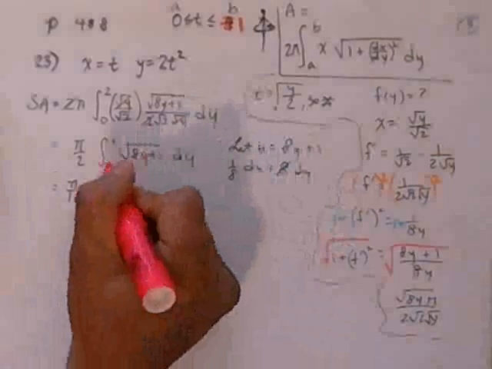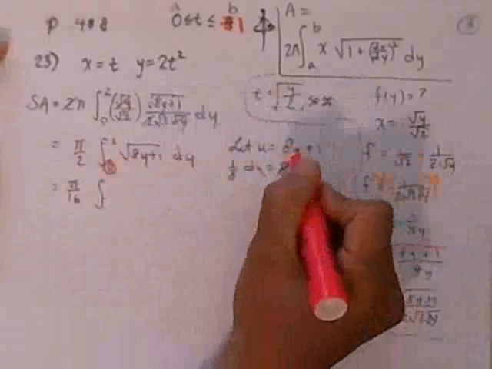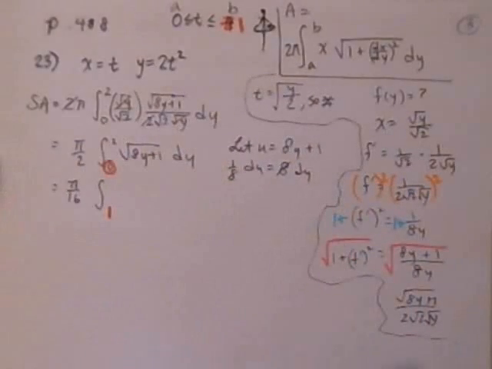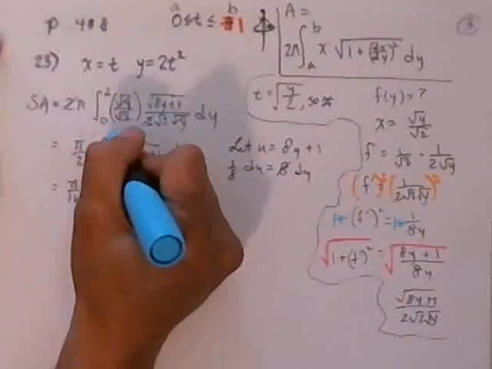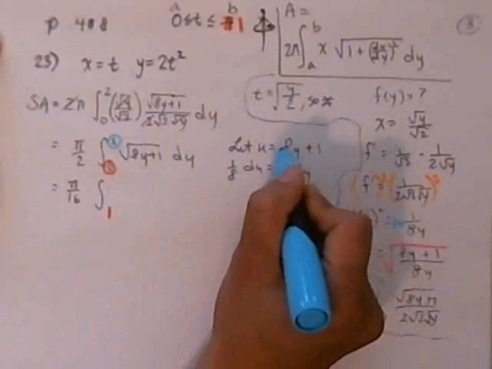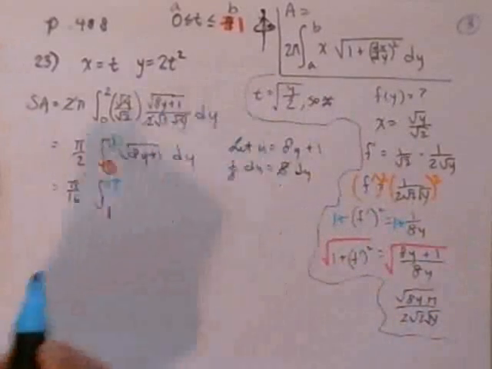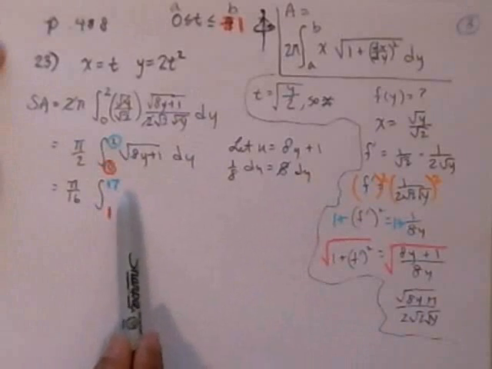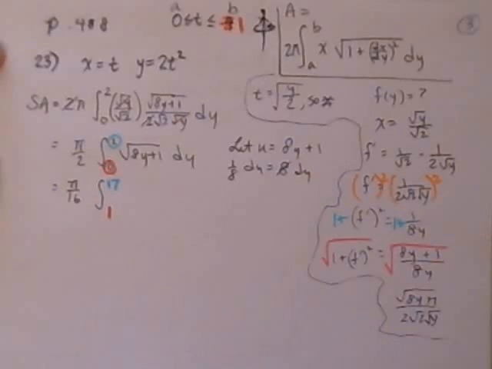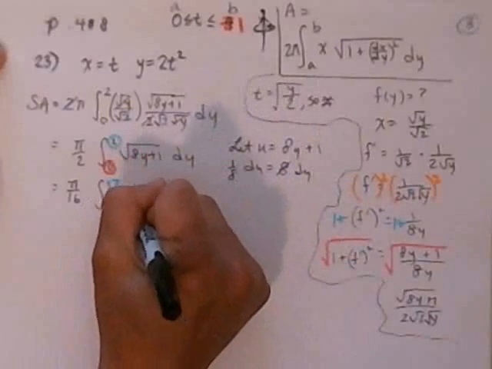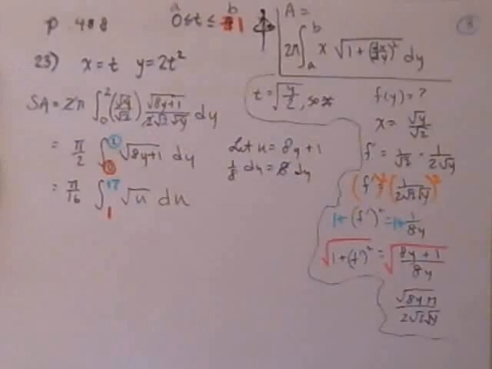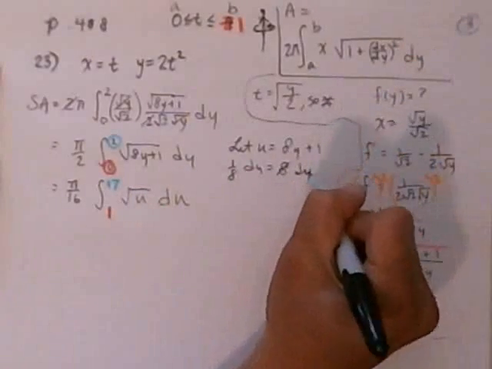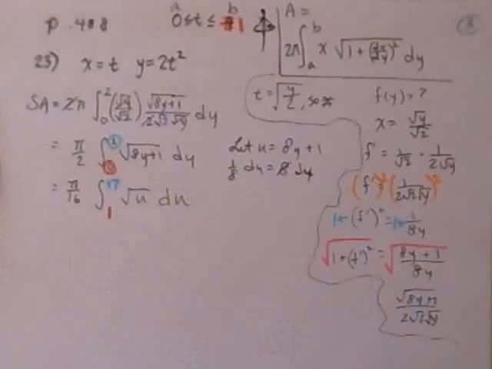Starting at 0 here, when y is 0, it's going to be 1. And at y equals 2, that 16 plus 1 is going to be 17. So we're going to change the limits of integration so that we don't have to back substitute. Pay the price up front so that you don't have to do it in the back. This becomes square root of u du. That was our u, and then du is equal to 8 dy, and then factor it out.